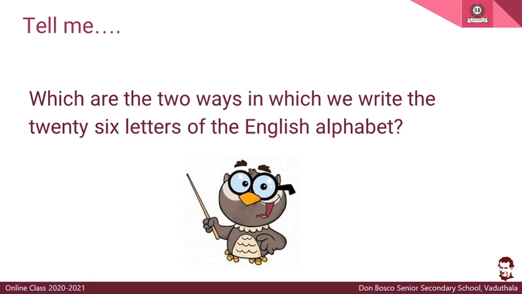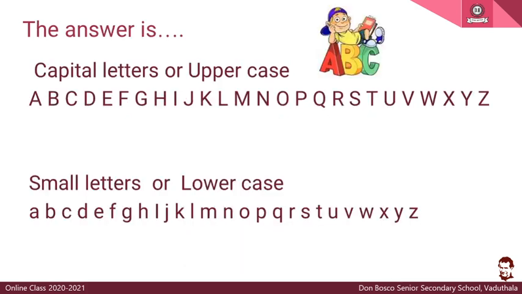Now, let me ask you a question. You will have to tell me which are the two ways in which we write the 26 letters of English alphabet. Shall I repeat the question once again? Which are the two ways in which we write the 26 letters of English alphabet? Yes, the answers. The answer is capital letter or uppercase, small letter or lowercase. The answer is there on the slide.